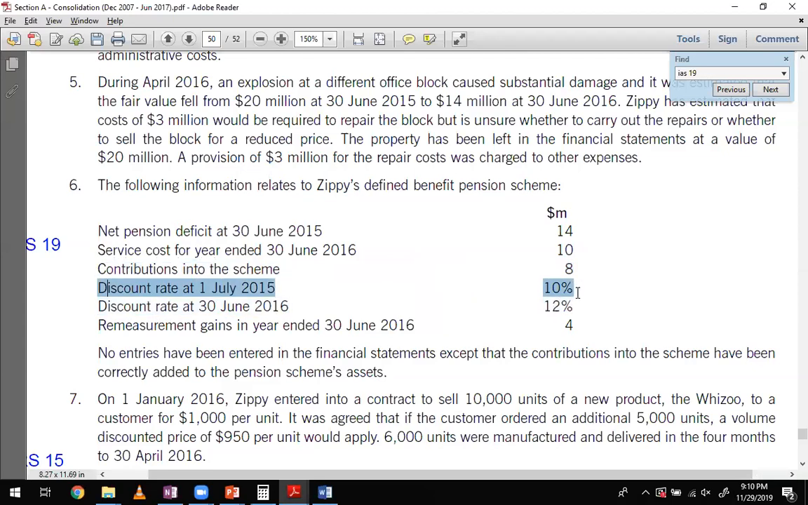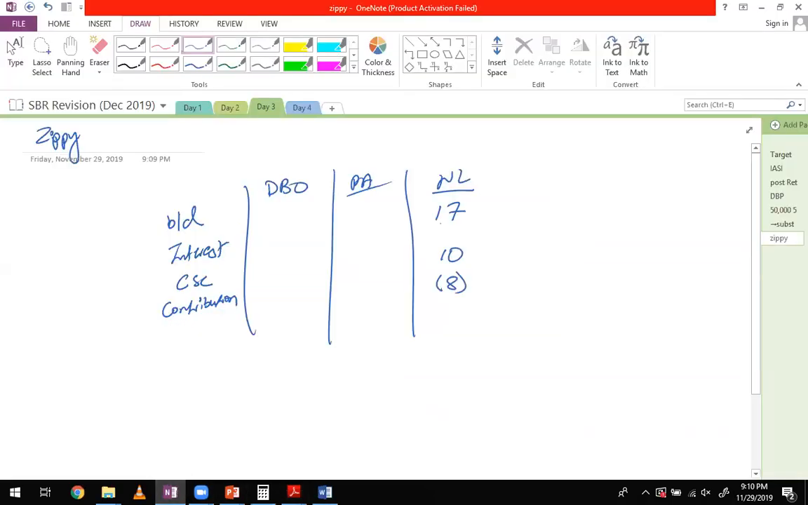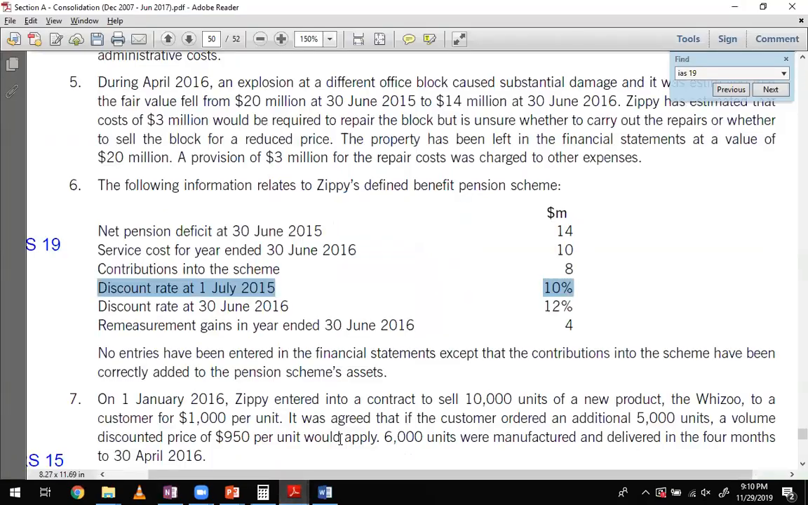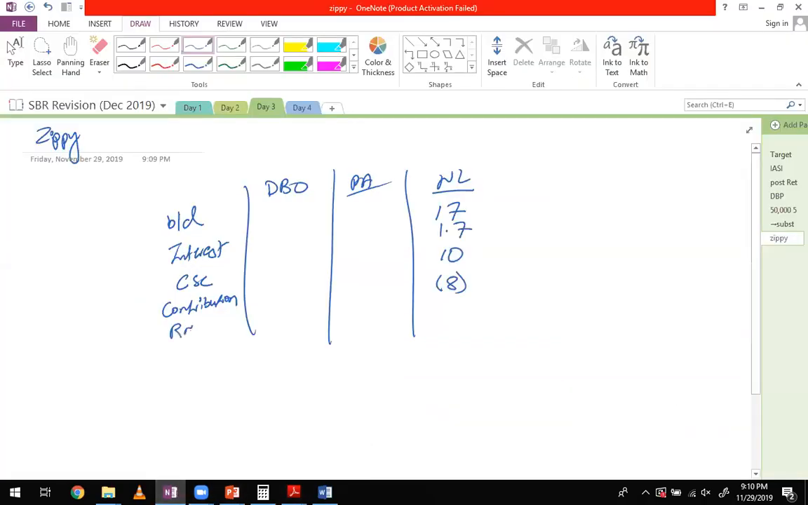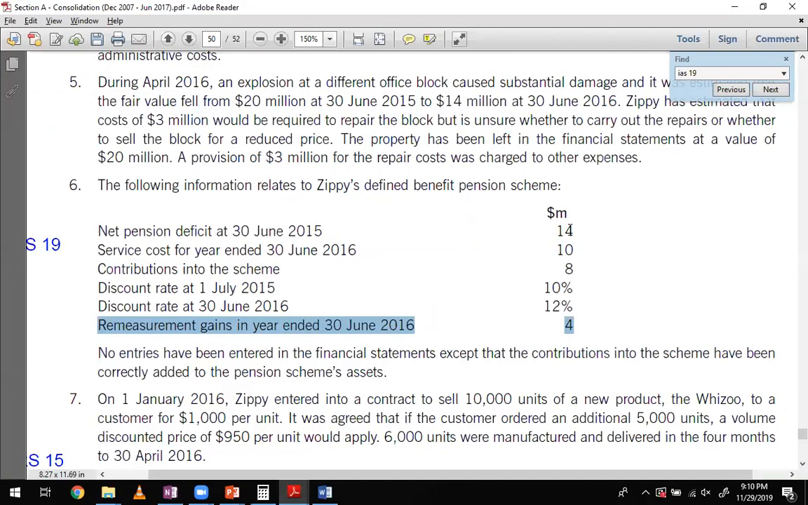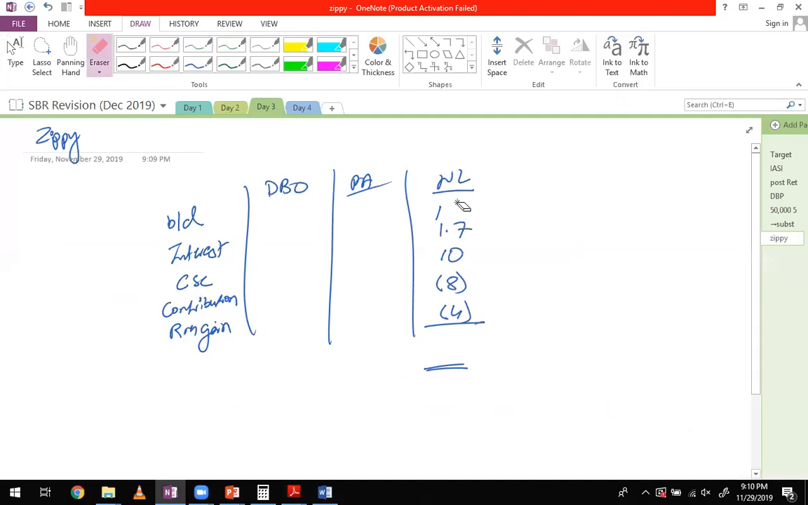Then we had interest rates of opening and closing, so we'll be using the opening rate at 10% of 17, so it will be 1.7. And then we have the remeasurement gain. Gain means it will be a reduction in the net liability. So we are going to say remeasurement gain is a -4, so the closing liability should be how much? Okay, 14 is the net pension liability. So instead of 17, it is 14. So the total is going to be 13.7. Yes, 13.7.